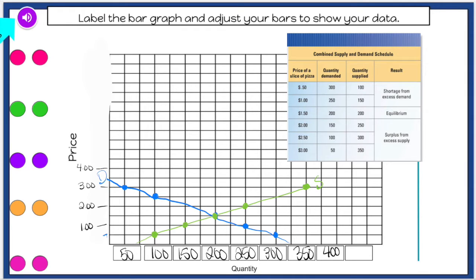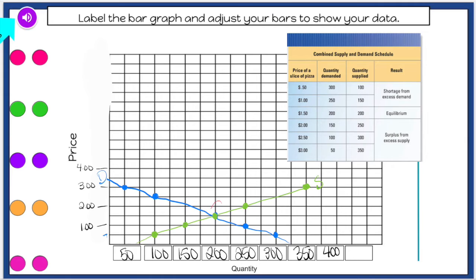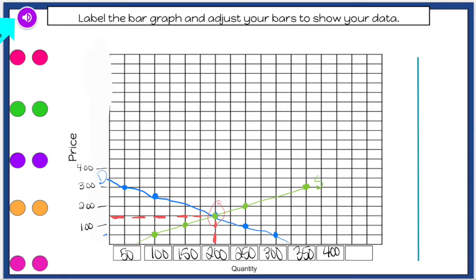Now, to find your equilibrium price, you're looking for the point where they both connect, which is going to be, I'm going to circle it right here. And what you would do is have a dotted line connect those. So you have your demand in blue, your supply in green, and where they connect is the equilibrium price. That's the price where everybody's happy. It's a happy spot.